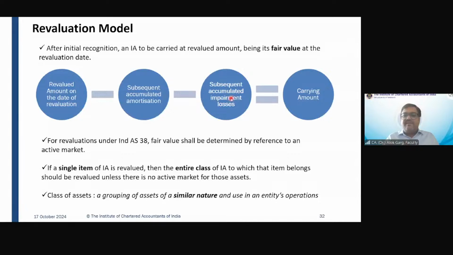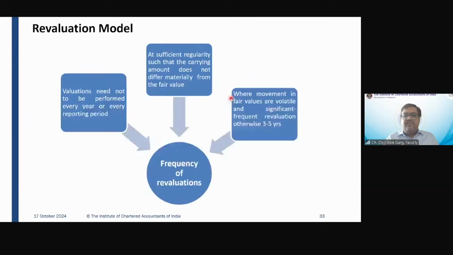This is what we have discussed. Revaluation surplus. So in case of a revaluation model, valuation need not be performed every year or every reporting period, but the revaluation has to be at sufficient regularity such that the carrying value does not differ materially from the fair value. Where movements in fair values are volatile and significant, frequent revaluation is required. Otherwise, 3 to 5 year revaluation is more than sufficient.